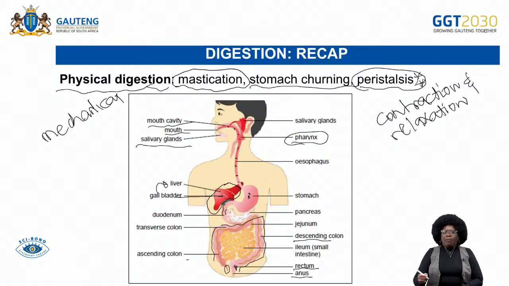If you check here by the ascending colon, you'll see this small loop. You don't have to worry about it. This is the appendix. It doesn't play a role basically in the human body, but it can be very painful. I had an experience with it, and it had to be removed. The pain is too much. But once they remove it, you are fine. I'm up and running again. I'm a happy life science teacher. Yippee!